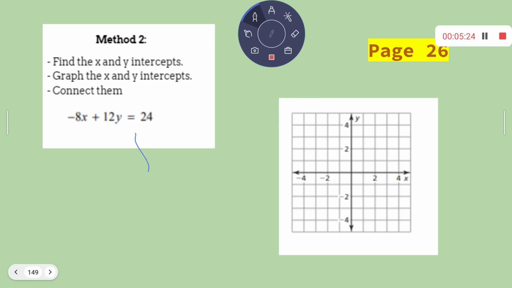So let's just remind ourselves, when we're finding an x-intercept, that's going to be a coordinate point that has an x, but the y is 0. The y-intercept is going to be a coordinate point that has a y, but the x is 0. So if you want to find x and y intercepts, you let the other part of the coordinate point equal 0. So I'm going to start by saying, let's let x equal 0.